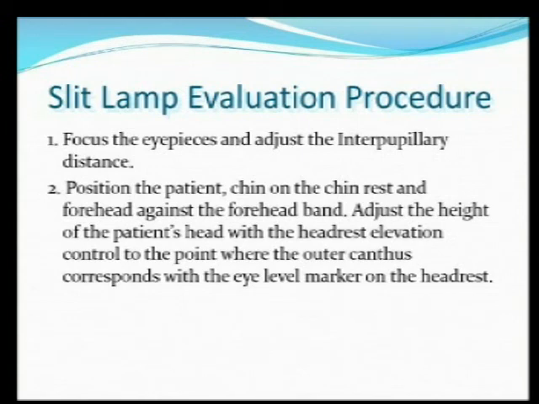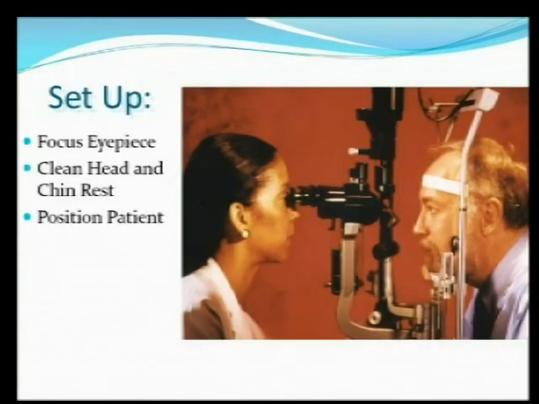From there, you wipe down the headrest and chin rest with alcohol, position the patient, and adjust their head position. We want to make sure that their outer canthus aligns with the black mark on the headrest here. To adjust the chin rest, there's typically a knob down where her hands would be that are out of the picture.